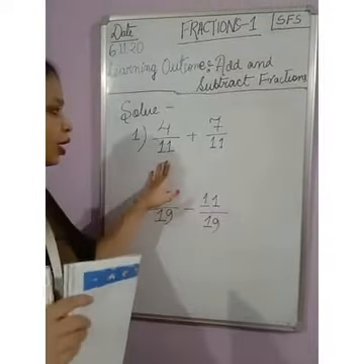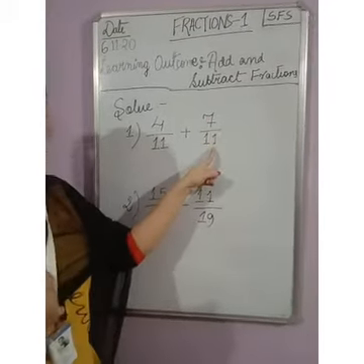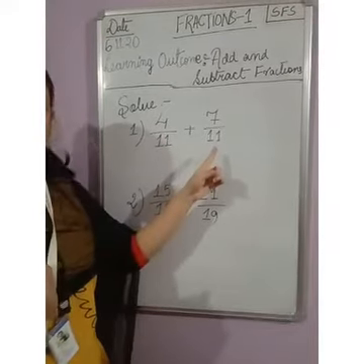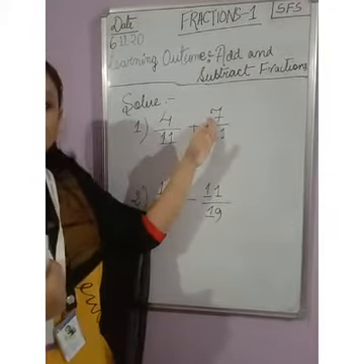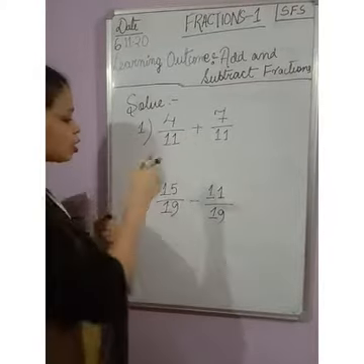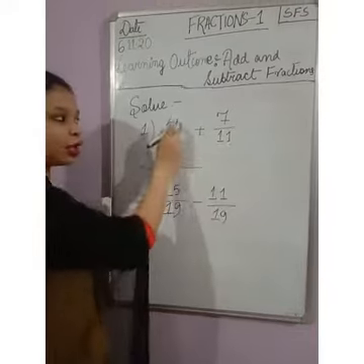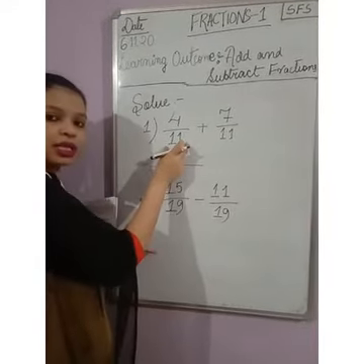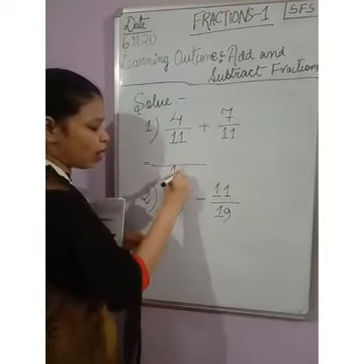Alright, now here the fractions given are 4 by 11 and 7 by 11. How can we solve that? Both the denominators are equal, so we will add the numerators. We will take 11 as the common denominator for both the fractions. It is common, isn't it? 11 is here and it is also there in the second fraction. So we take only 11.